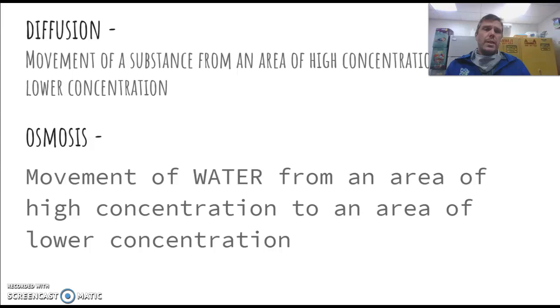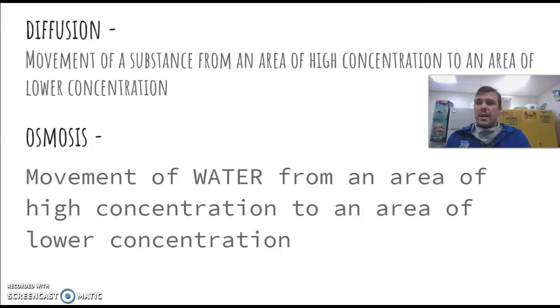Two terms that are really, really important. So I'm going to move myself so you can see them all. So diffusion is the movement of a substance from an area of high concentration to an area of lower concentration. That could be any substance: sugar, salt, protein, people, dye, smoke, anything.